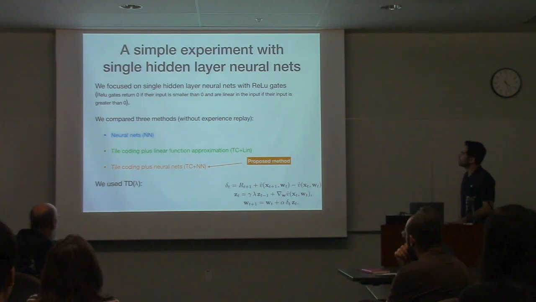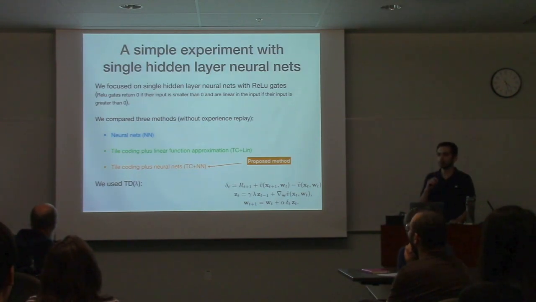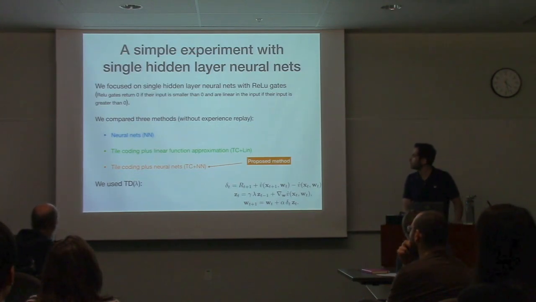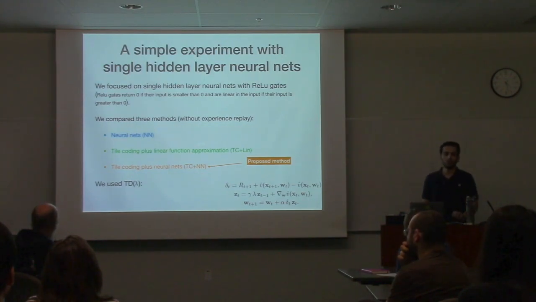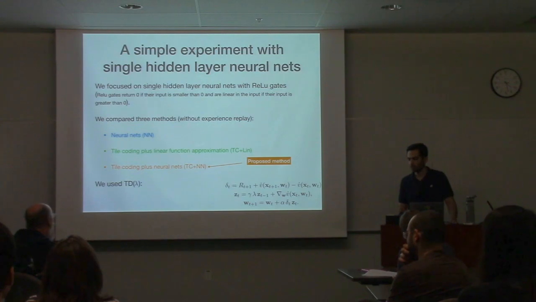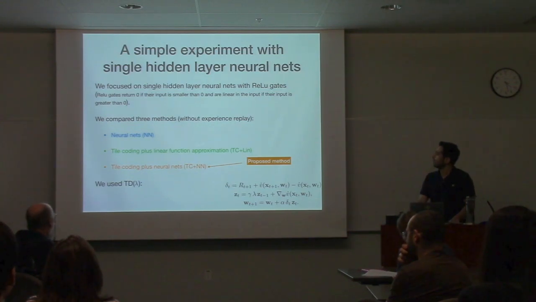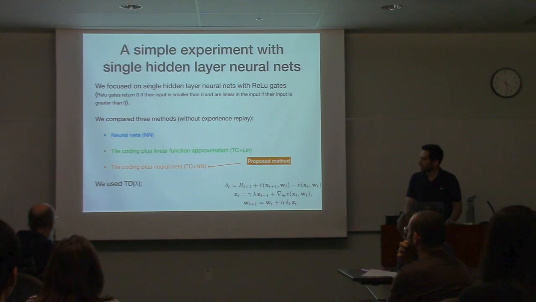So we did a simple experiment. We focused on single hidden layer neural networks to start with. The neural networks that we used, they all had ReLU gates. ReLU gates are the ones that return 0 if their input is smaller than 0, and they are linear in the input if their input is larger than 0. We compared 3 methods: neural networks as function approximators, tile coding plus linear function approximation, and tile coding plus neural net, which is the proposed method. We used TD lambda to train all of these architectures.